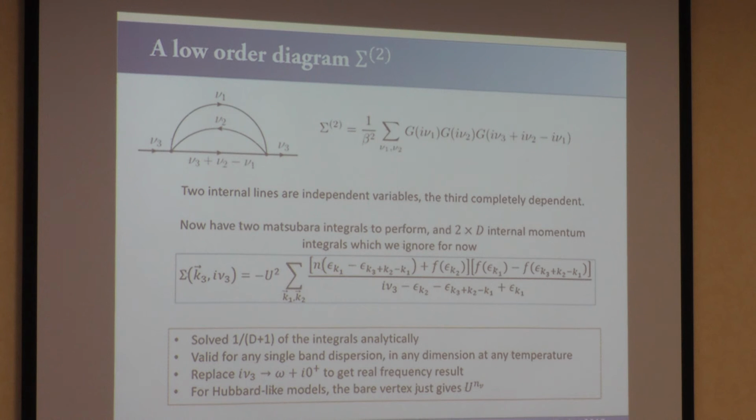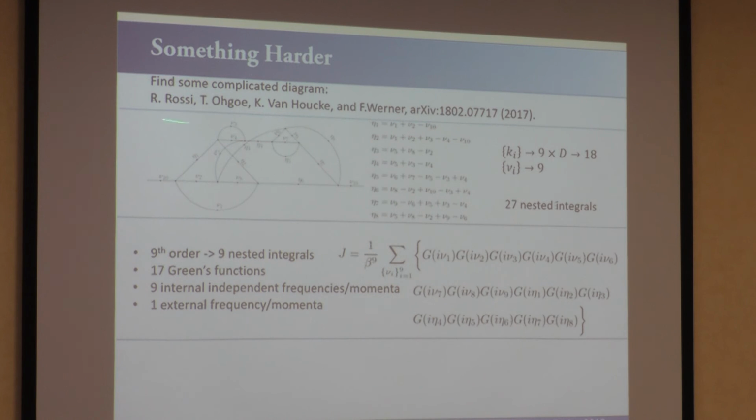So is there any reason why I can't take any arbitrary diagram and do this? So I find some complicated diagram. I look up this paper by Riccardo Rossi, who's at the CCQ now in New York, very fancy place. And they have this paper on the archive. And somewhere in there, they draw this ugly diagram. And it has 17 Green's functions. And it has 9 independent variables and 1 external frequency.